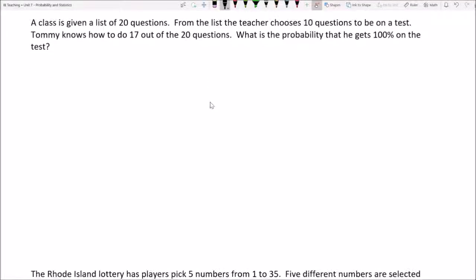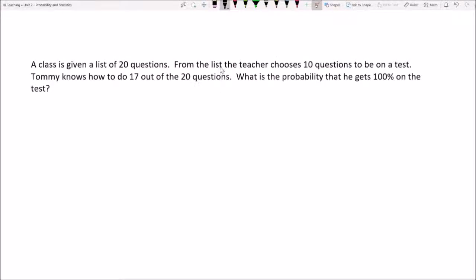Now let's try to answer some questions that are a little bit more challenging. We'll start here by talking about Tommy. So imagine that Tommy is given a list of 20 questions, and it could be any class, doesn't matter. From that list, the teacher's going to make a test that has 10 questions. Tommy already knows what all the test questions are going to be, or already has access to all of the possible test questions. He just doesn't know which 10 will be on the test. The teacher will pick 10.